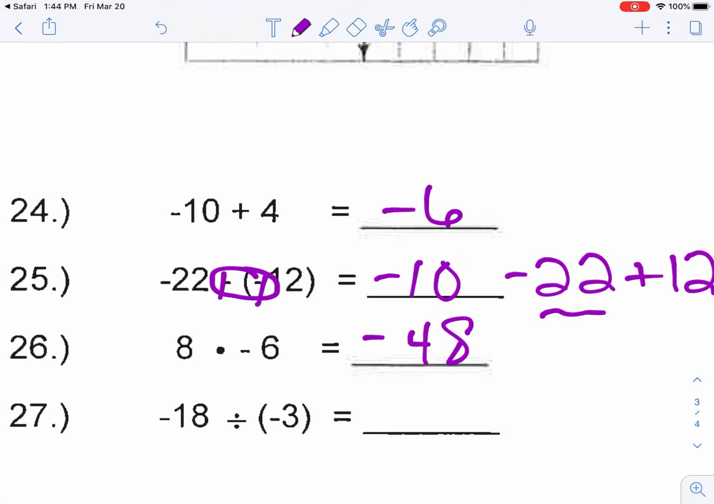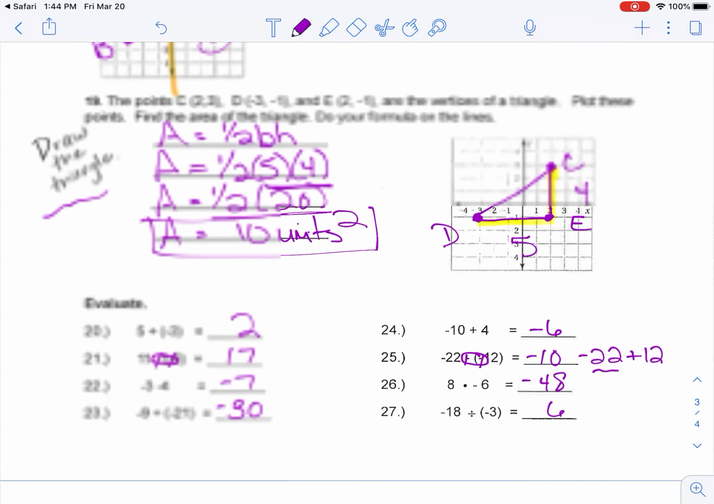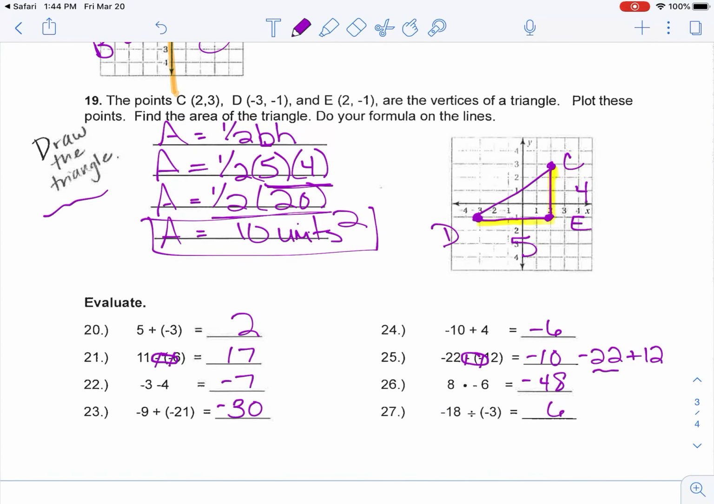27 is division. We know 18 divided by 3 is 6. And now let's figure out the sign. Remember, two negatives cancel and make a positive. So it's going to be a positive 6.